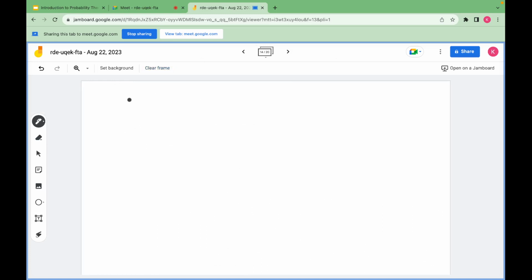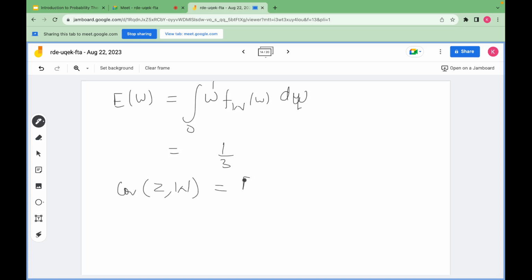Now from here we can find that the expectation of w is the integral of w f(w) dw from 0 to 1. So this will come out to be 1 by 3. Now we can easily find the covariance between z and w, which is nothing but the expectation of zw minus the expectation of z into the expectation of w, okay.